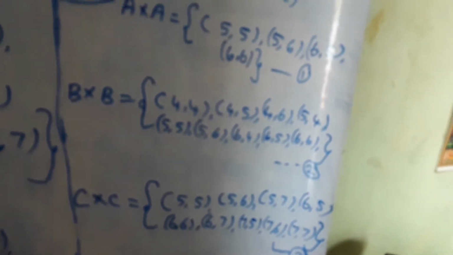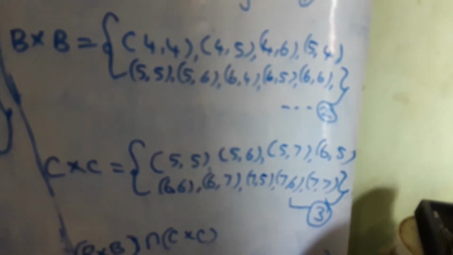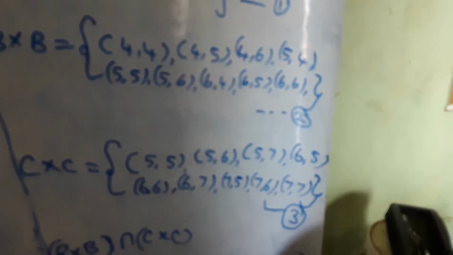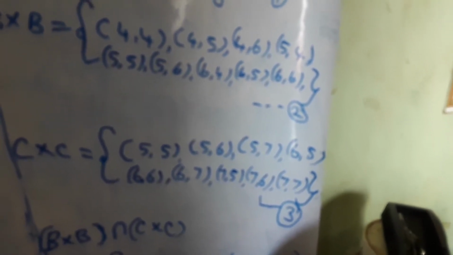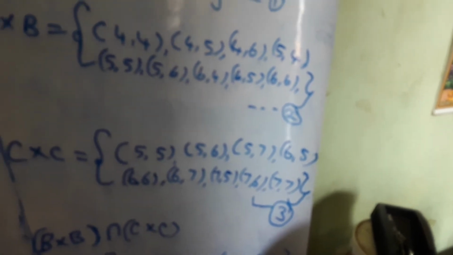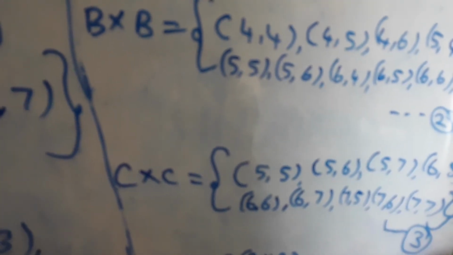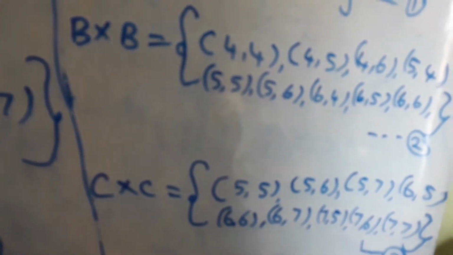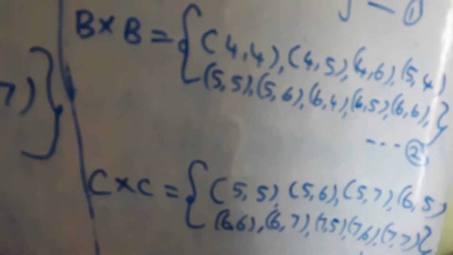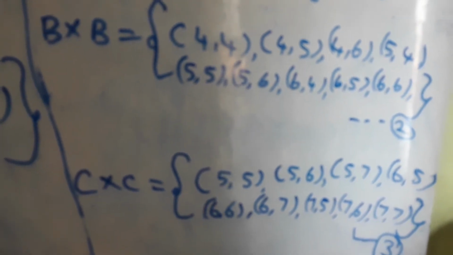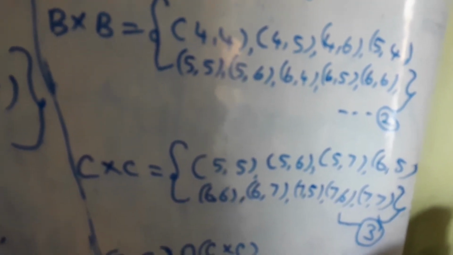Then C cross C. Given C equal to {5, 6, 7}. Therefore, C cross C equal to {(5, 5), (5, 6), (5, 7), (6, 5), (6, 6), (6, 7), (7, 5), (7, 6), (7, 7)}. Let this be equation number 3.